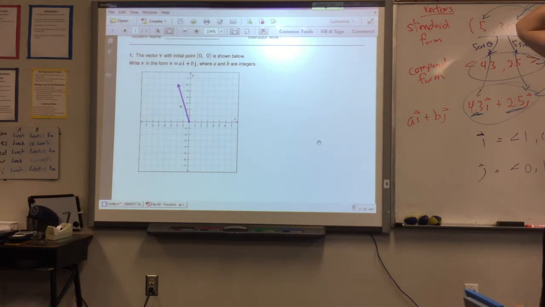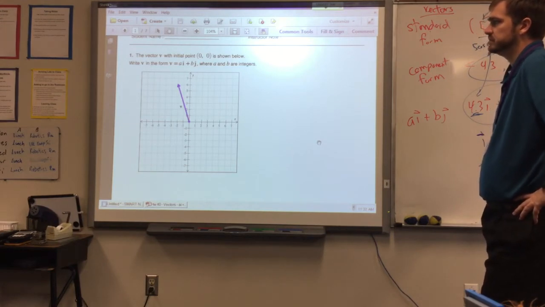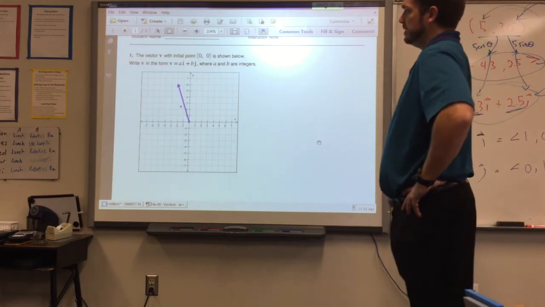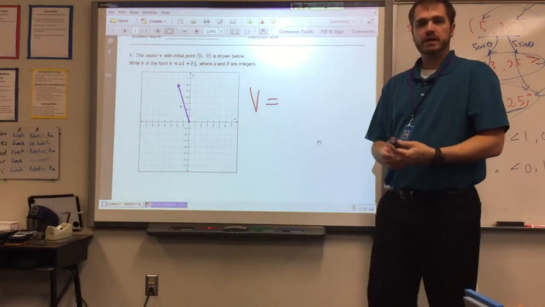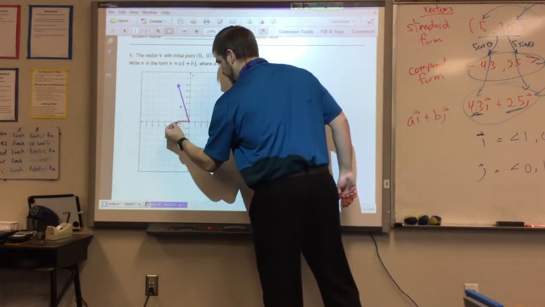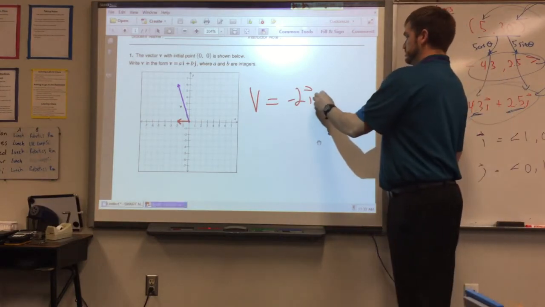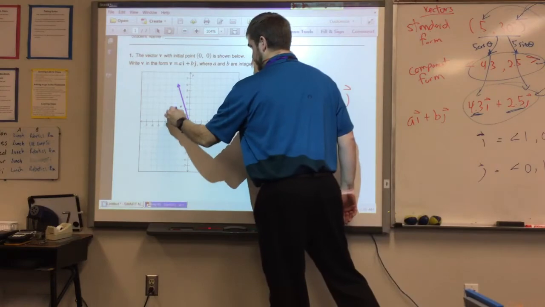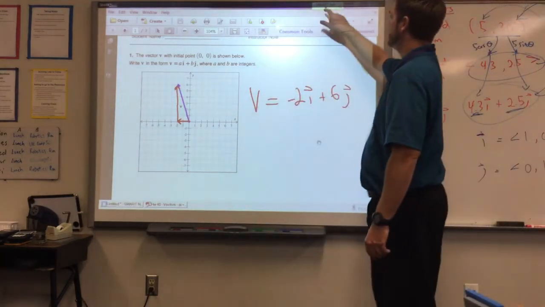The vector v with initial point 0, 0 is shown below. Write v in the form v equals ai plus bj, where a and b are integers. Okay, so I need to convert this into ai plus bj form here. So v equals. Anybody want to guess what a is? She says negative 2. Let's see if she's right. Oh yeah, okay. So that's the x part, so negative 2i. Keep going there, Hannah. So it's j. Plus. Yeah, no commas today, and we don't need the brackets. That is correct. No brackets. Know your vector forms. Wow, that was so difficult. I know, I probably should not have given you 3 of those on the paper, but that's okay.